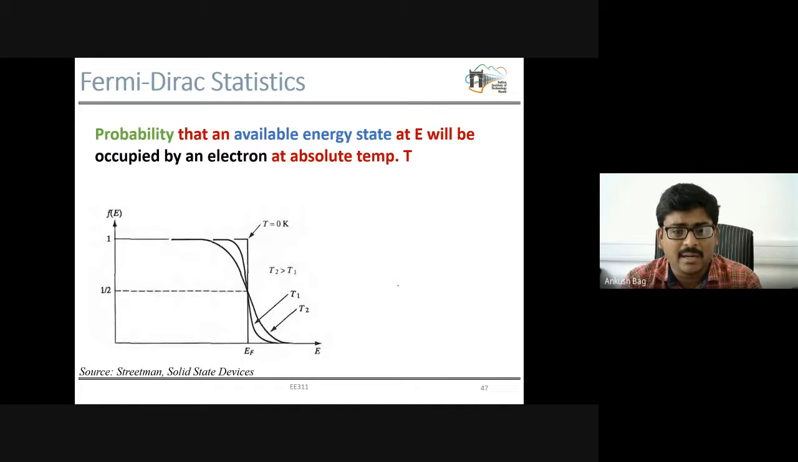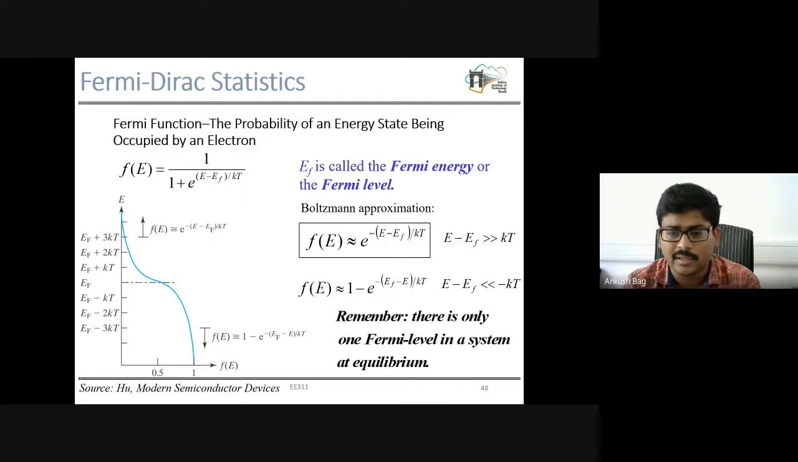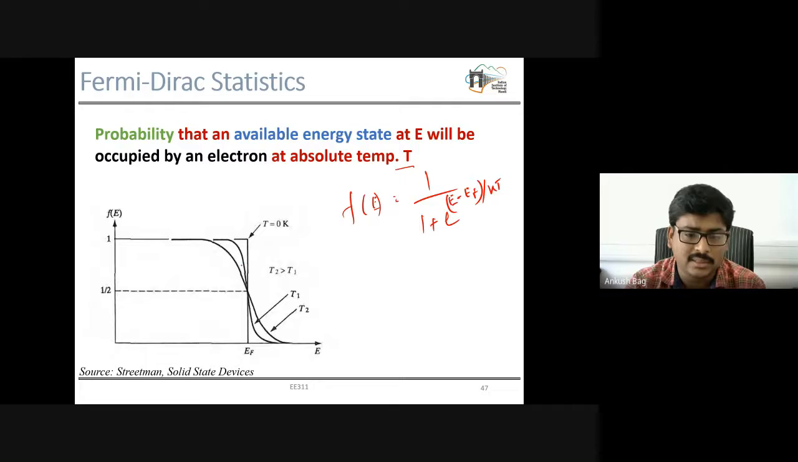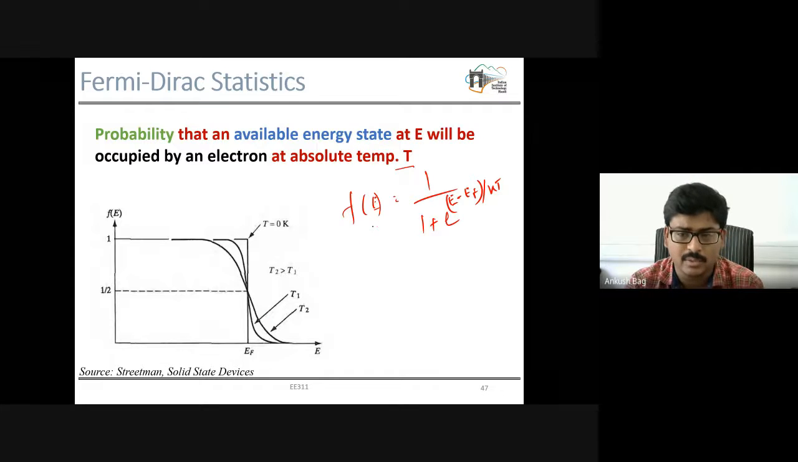Once again, this is the Fermi-Dirac statistics, which we have already seen in the last class. This is the probability that an available energy state at E will be occupied by an electron at absolute temperature T. So this is F equals 1 upon 1 plus exponential of (E minus EF) divided by kT. And this particular graph represents this equation.